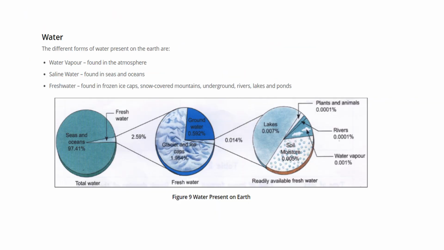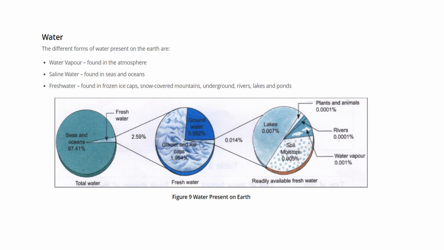So next, we learned about air previously, so now coming to water, which is a liquid. Water occupies a large area of the earth's surface and it is also found underground. Some amount of water exists in the form of water vapor in the atmosphere, and some of it is in the seas and oceans, that is the saline water. Fresh water is mostly found in the ice caps, snow covered mountains, underground rivers, lakes and ponds. In this picture you can see the distribution of fresh water.